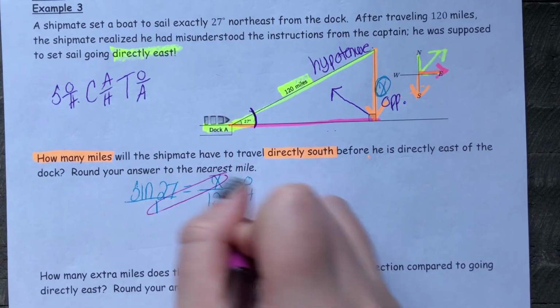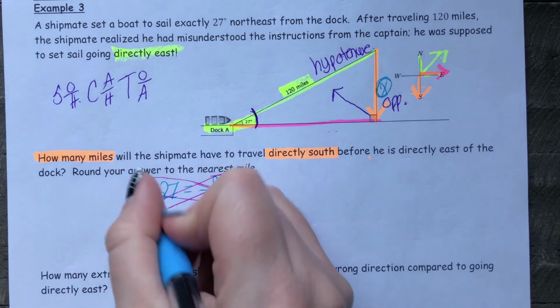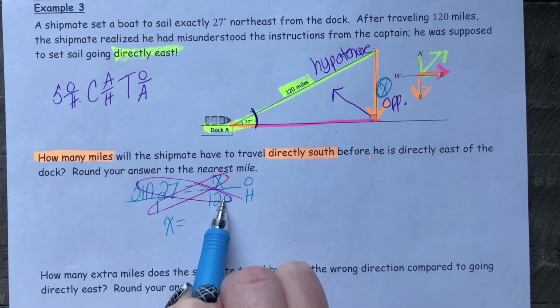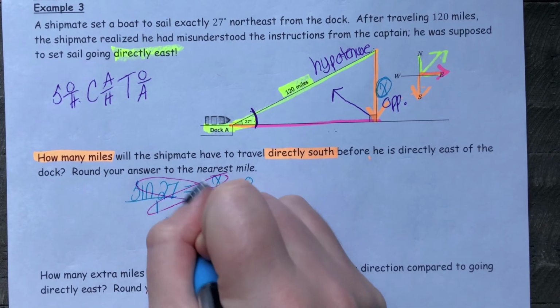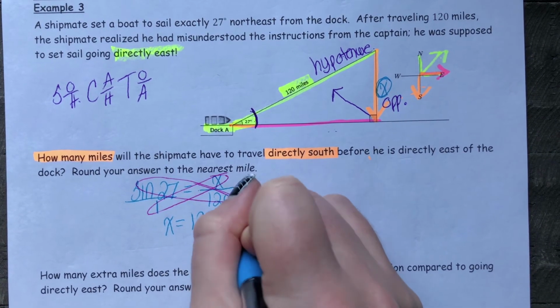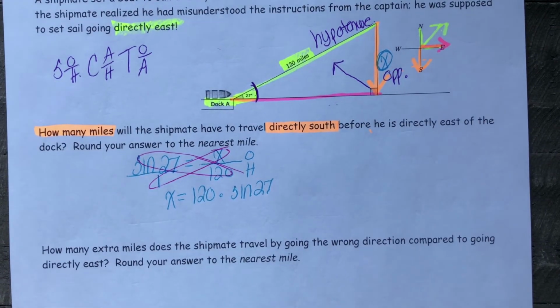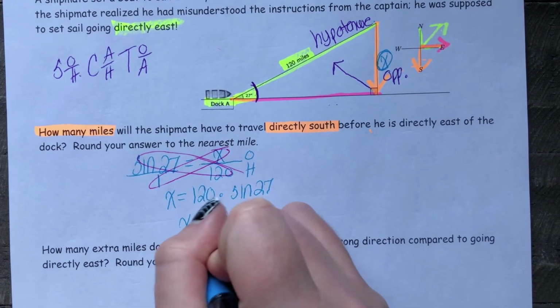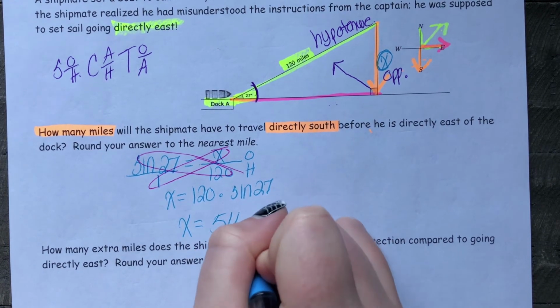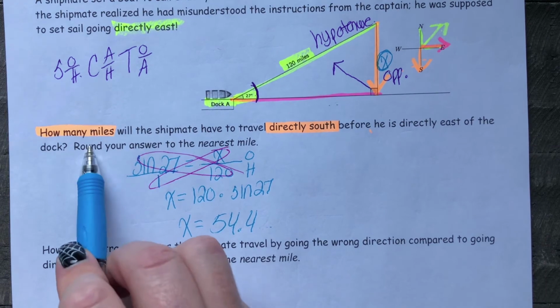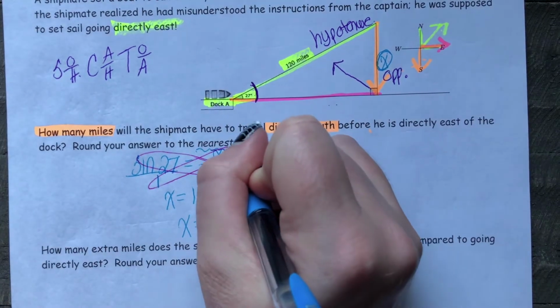Cross multiply. X times 1 is x. 120 times sine 27. Let's write that out. 120 times sine of 27 is what you're punching in your calculator. When you type that in, you get 54.4 and so on. But the question says I want to round my answer to the nearest mile.